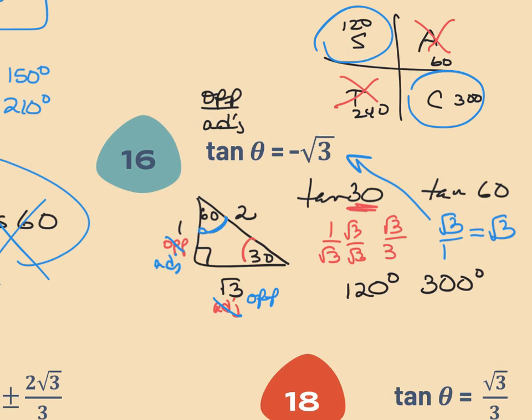So again, the math is easy enough to get the 120. Again, it's 180 minus the reference angle, and here's 360 minus the reference angle. It's fast enough, but again, when you're stressed, it might be easier. Let's try 17.